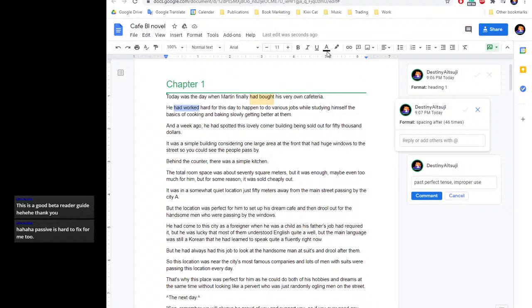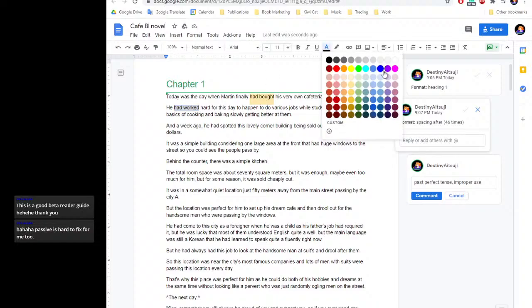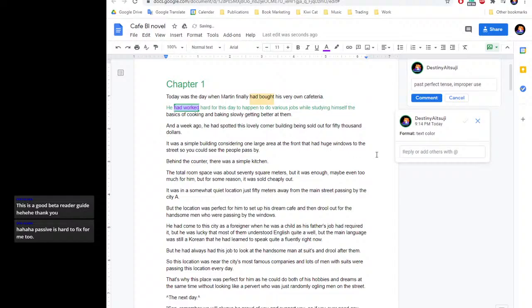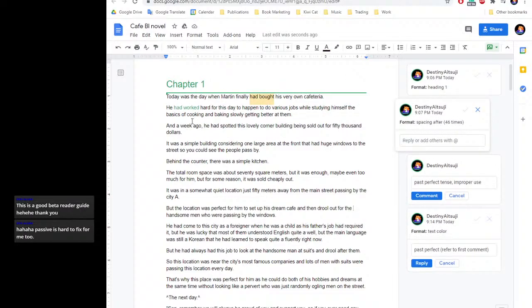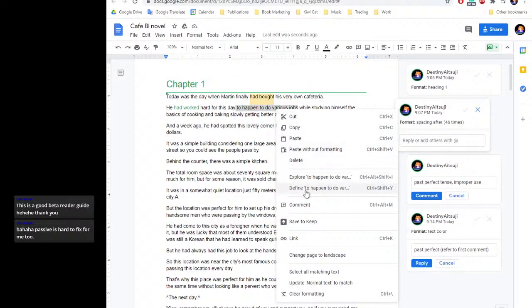Okay. So I'm going to change the color here. Purple is my favorite, so I'm just going to put purple over here. So this is what I'm going to be doing from now on. I've said it and I've seen it again, so I'm just going to point it out and I won't say it again. So, he had worked hard for this day to happen to do various jobs. Over here, I'm just going to add one more. I wish there was that plus thing again, but okay, it's fine.